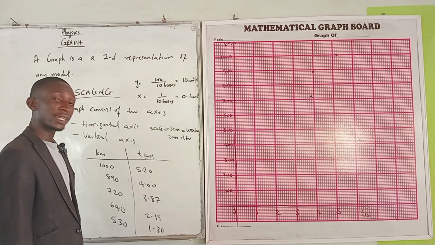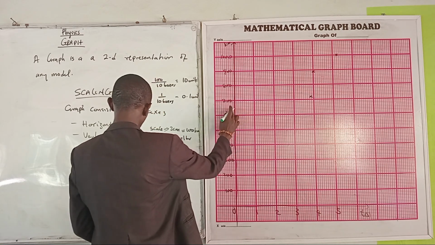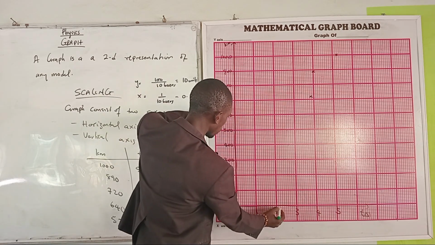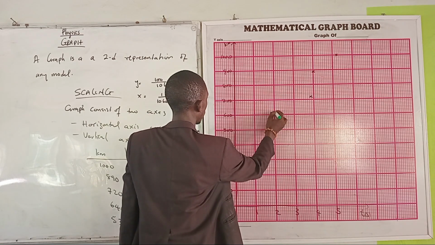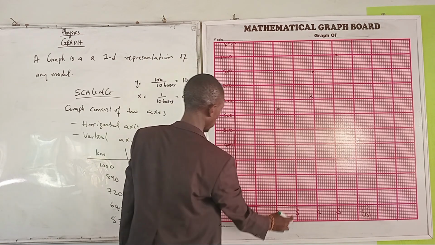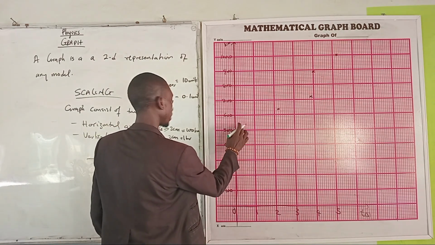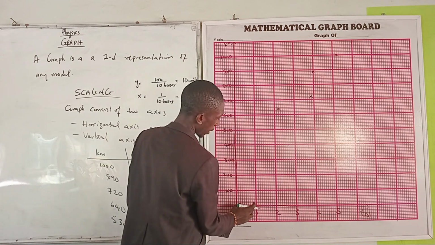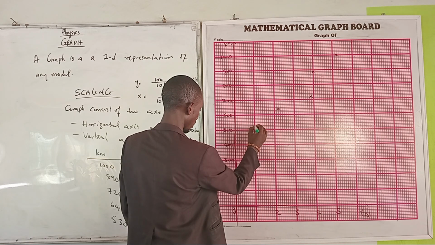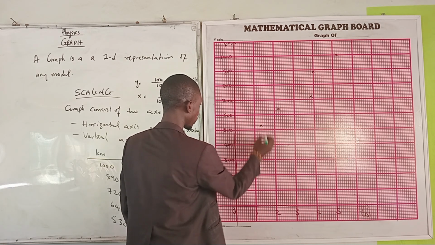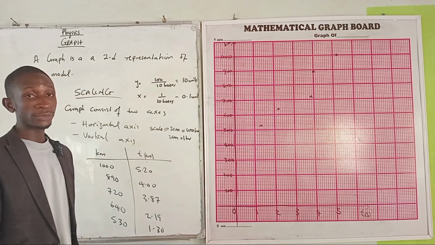Then we have 640 against 2.19: 600, 610, 20, 30, 40 against 2.2. Here the 2.1, 2.2. Then finally, we have 530: 510, 20, 30 against 1.3. So we have 1.1, 1.2, and 1.3. So we go 510, 20, 30 against 1.1, 1.2, and 1.3. You can see the progression. So this is just a sample graph of how your graph is supposed to be.